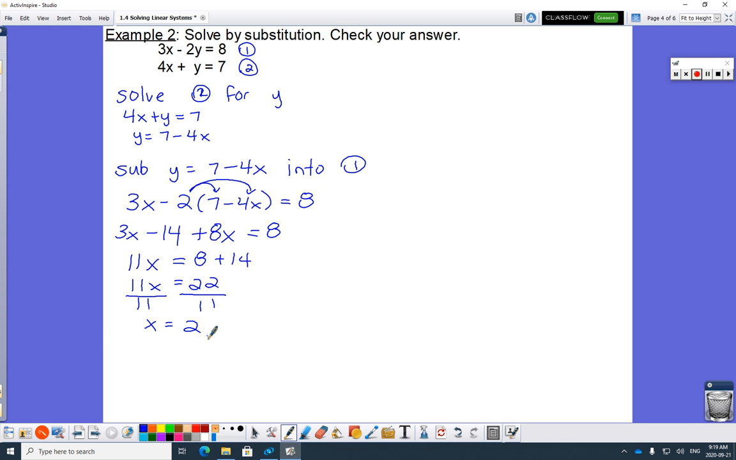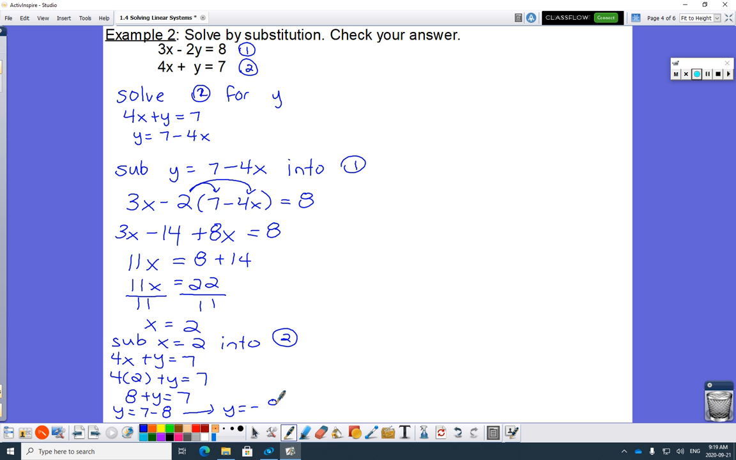So now we have an x value, so we're going to sub x equals 2 into, so we sub something into number 1, so then you want to sub this into number 2. Sorry, I'm running.